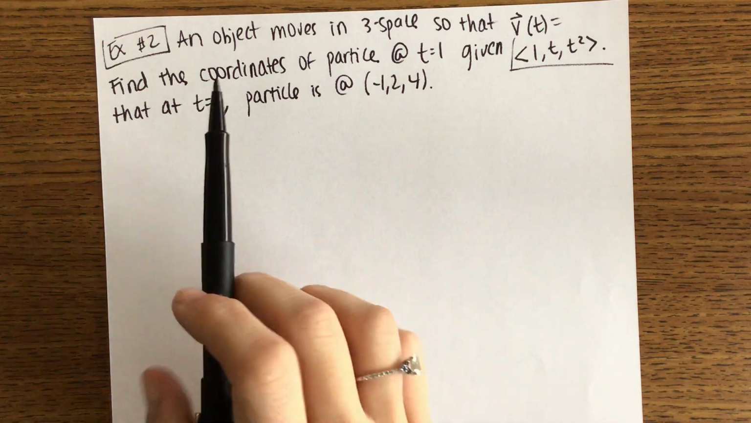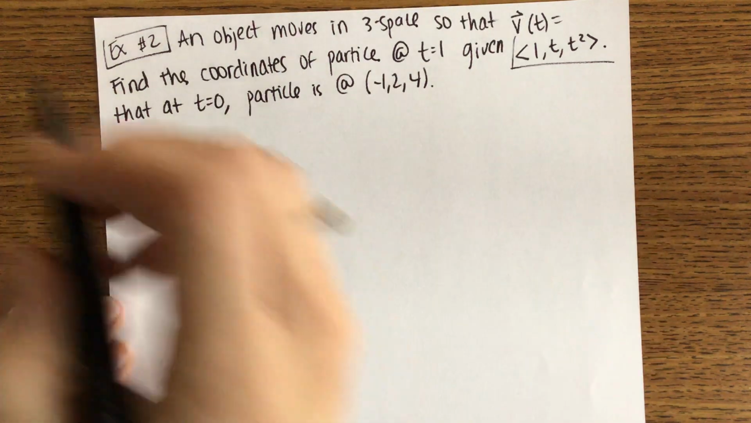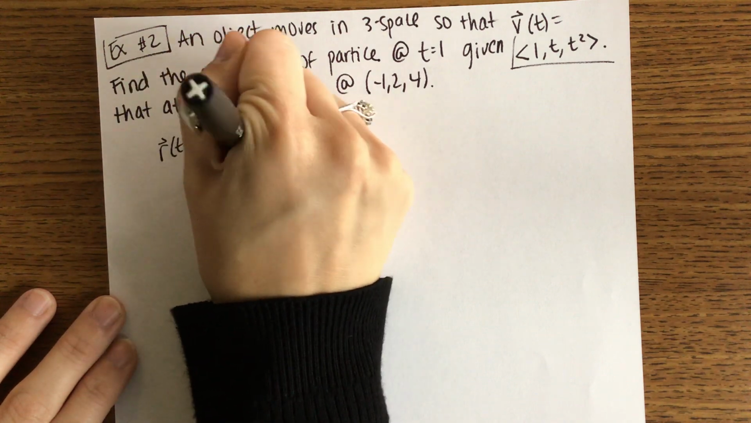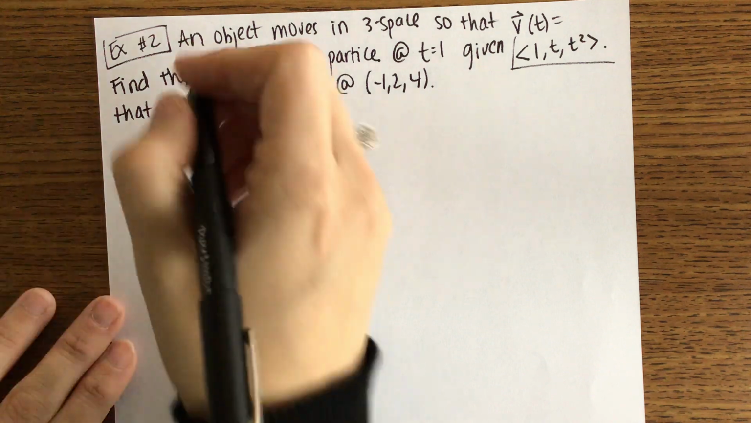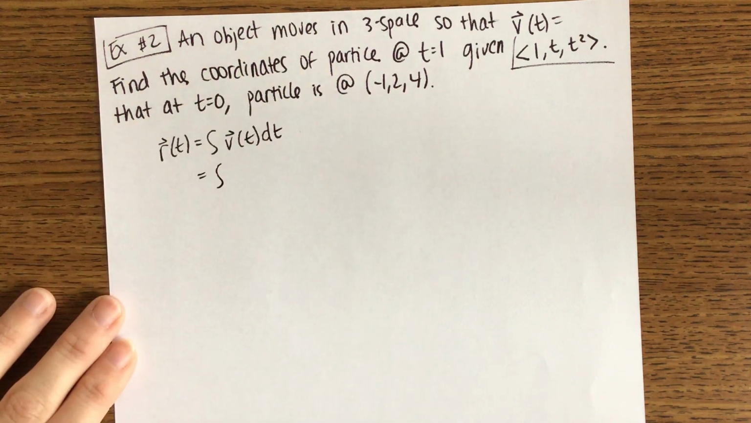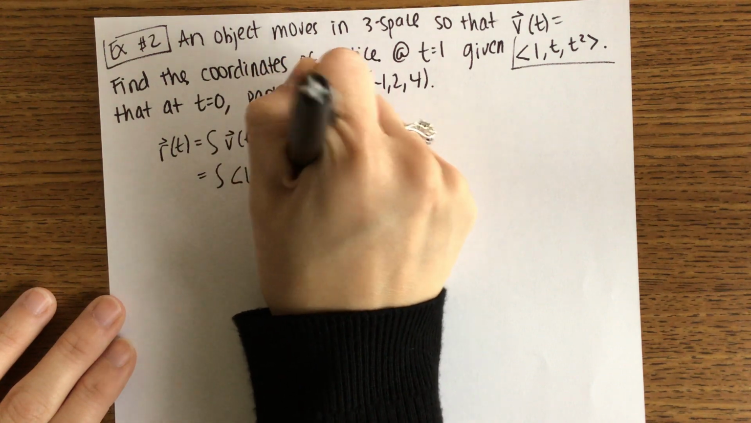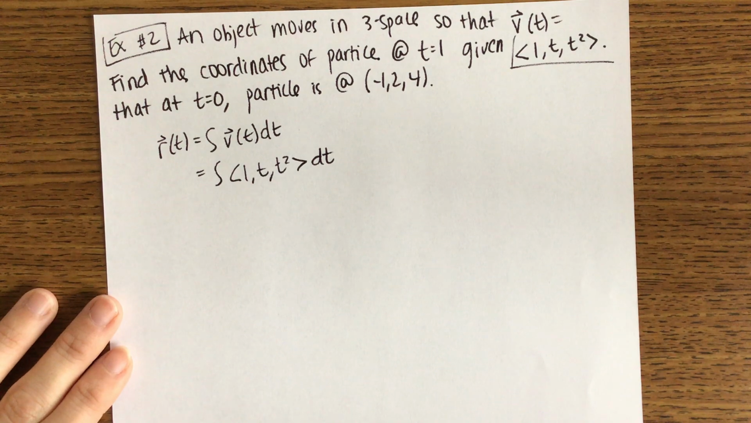Okay, if we're finding the coordinates of the particle, we're looking for r. So we're given v. In order to find r, we're going to have to take the derivative of v with respect to t. Or, sorry, the integral. So we are going to need to integrate 1, t, and t squared with respect to t. We've done this before. You're just going to integrate each of those pieces individually.